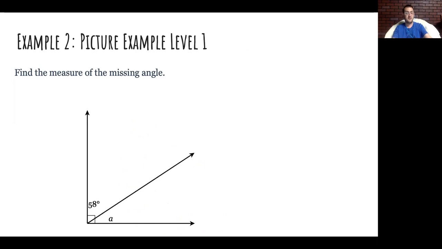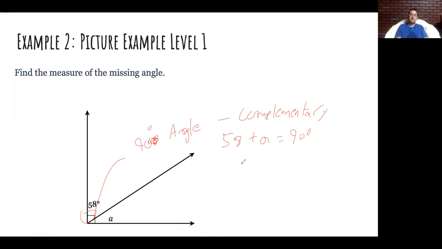All right, another type of picture example that you'll see: we can see that this is a 90-degree angle. So these are complementary. Ooh, not 900-degree, 90-degree angle. Complementary means I add the two angles to 90 degrees. So I'm going to write 58 plus A equals 90 degrees, subtract the 58 on both sides, and I get that A is equal to 32 degrees.